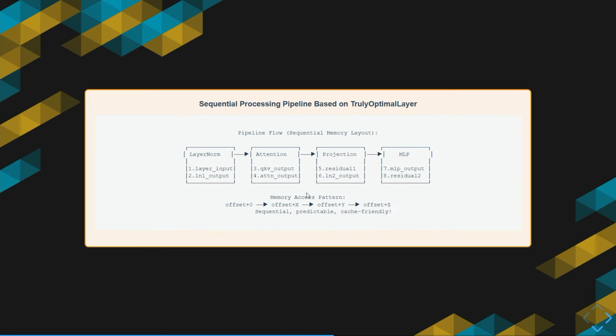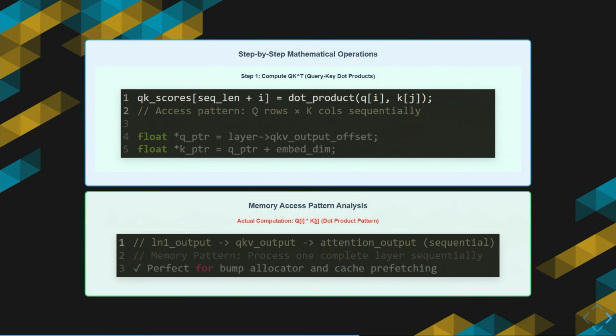I've already spoken about this in my previous videos, so I'm just going to skim through this a little quickly. As the memory access pattern shows, we just move from offset 0 to offset X to offset Y, a simple, predictable, and incredibly cache-friendly flow. And that's what we're trying to aim for over here.